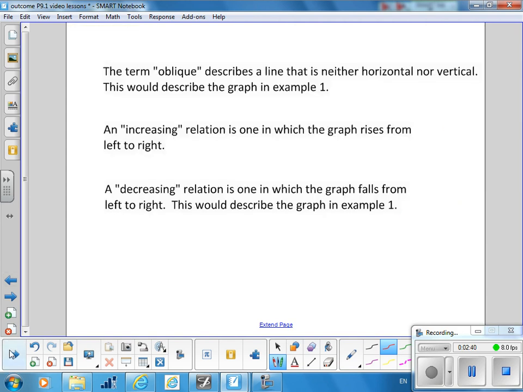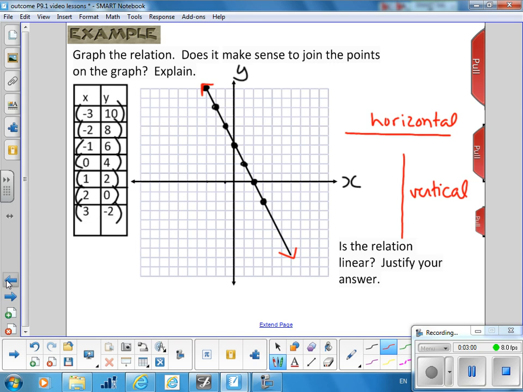An increasing relation is one in which the graph rises from left to right. So if you go to the leftmost point that you can see, it rises from left to right. And a decreasing relation is one in which it falls from left to right. So it goes down. This would describe the graph in example 1. If we go back and look, if we go from the left to the right, it is falling or going down. So that's a decreasing graph.